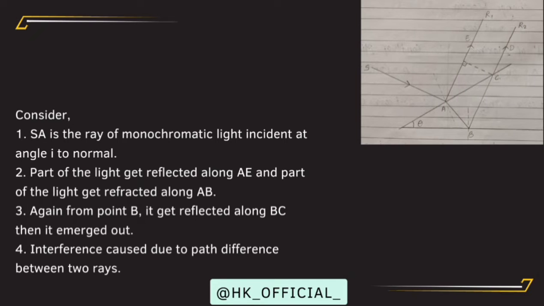Here I have written the consideration part with the diagram. You can copy this, and the same I have explained to you now: SA is the ray of monochromatic light incident at angle i to the normal. Part of the light gets reflected along AE and part of the light gets refracted along AB. Again from point B it gets reflected along BC, then it emerges out, and interference is caused due to the path difference between the two rays. If you remember, it is the same as that of thin film. Nothing has changed.